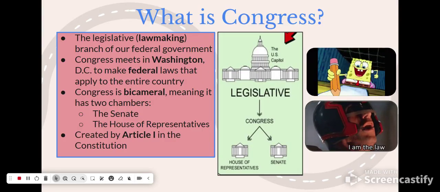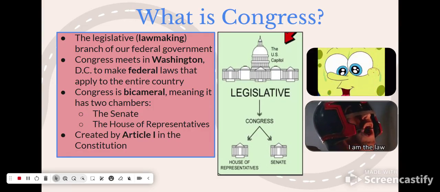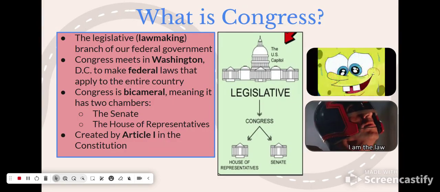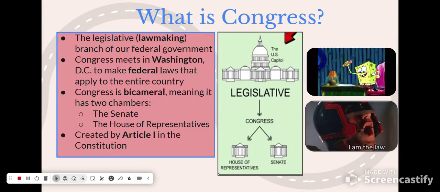So first, what is Congress? Well, the legislative branch is the lawmaking branch of our federal government. They meet in Washington, D.C. to make federal laws. These are laws that impact all 50 states and all people living in each of those states.